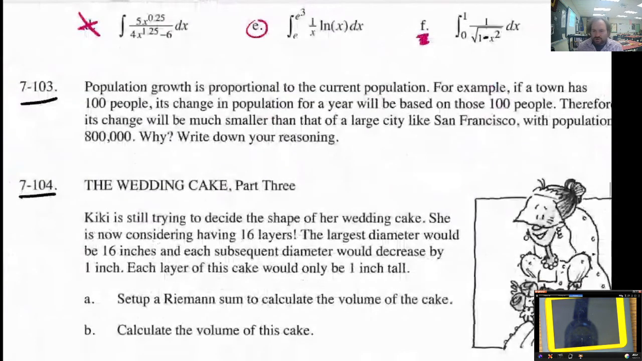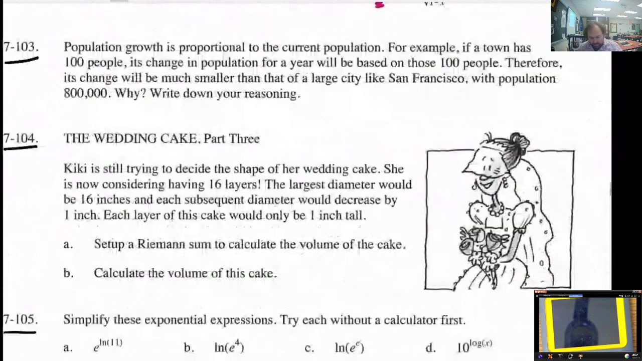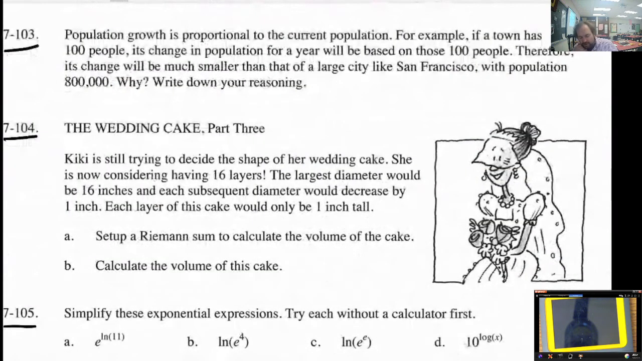7103 is an easy question to answer. Population growth. This is just really wrapping your head around an idea we're talking about in class today. Population growth is proportional to the current population. For example, if a town has 100 people, its change in population for a year will be based on those 100 people. Therefore, its change will be much smaller than that of a large city like San Francisco with 800,000 people. Why? And write down your reasoning. Here's the thing. We tend to think of percent growth.